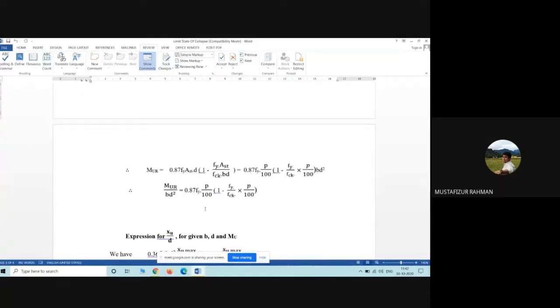Now, question arises whether our aim is only to find out the amount of steel required. You'll get many problems. Sometimes you may have to check a beam, whether that beam will be able to increase the load. So if you know the characteristic of the beam, the width of the beam, the effective depth of the beam, and the amount of steel of the beam, then you come to this equation.